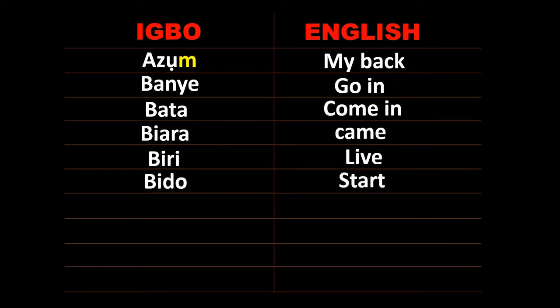Bido, start. You can also pronounce as Bido, start. Bipu, cut off. Binye, lend, as we lend money.